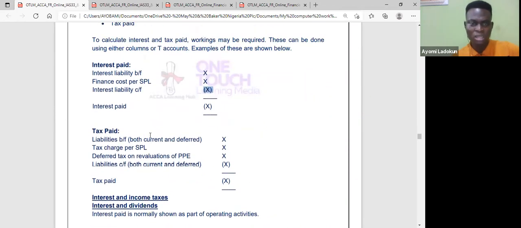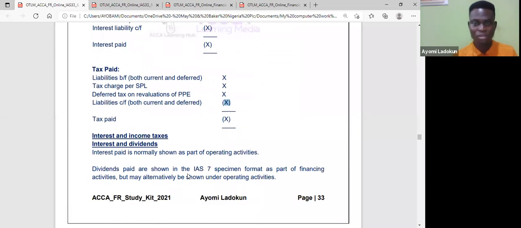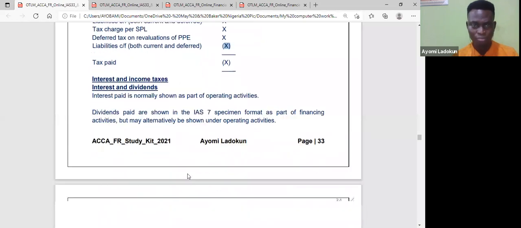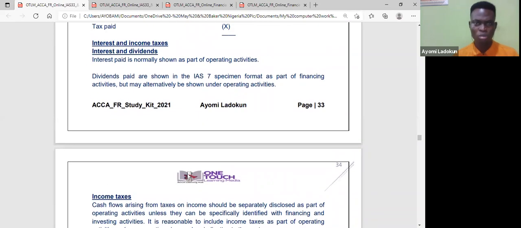Okay, so the same is applicable to tax paid. So you bring on your tax liability from last year to be both current and deferred tax from last year. Then tax charge for the year. That's what you bring on here. If there is any deferred tax or revaluation of PPE, you also bring it on. Then what was the tax paid this year? Okay, so the difference between all of that will give you your liability for the current year, which is your balancing figure. Okay, so that's what happens around that.